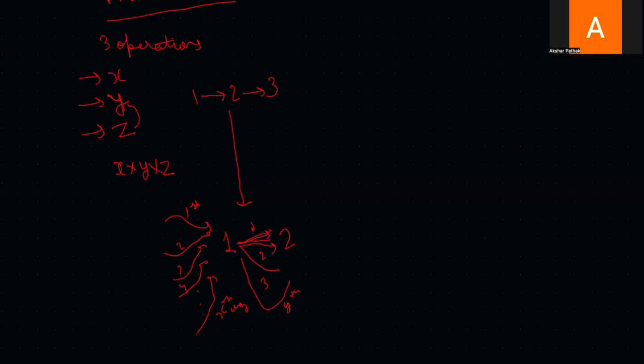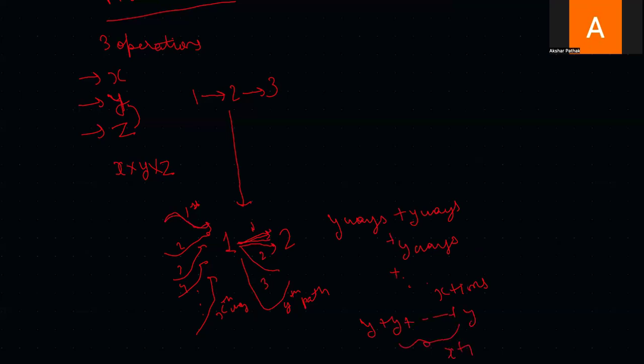So if you choose the first way, how many ways are there to reach the second operation? One, two, three. There are a total of y ways. If you choose the second way, you still have y ways. For the third way, you still have y ways. So how many times will this y be added? Will it not be added x times? So y plus y added x times means y into x.